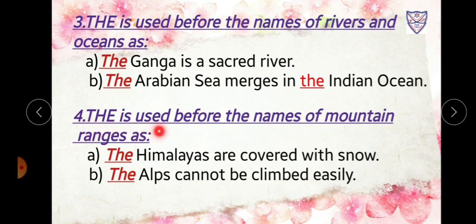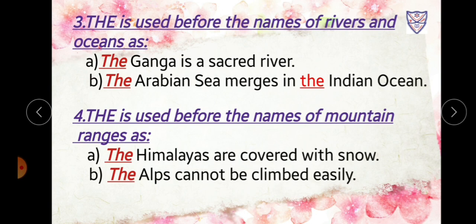Fourth one, the is used before the names of mountain ranges, as for example, first one, the Himalayas are covered with snow. So in this sentence, Himalayas is a particular or specific name given to a mountain range. So before this we will use an article, and that article is the. Second one, the Alps cannot be climbed easily. So over here again, Alps is a name of a mountain range. So before this we will use an article, and that article is the.